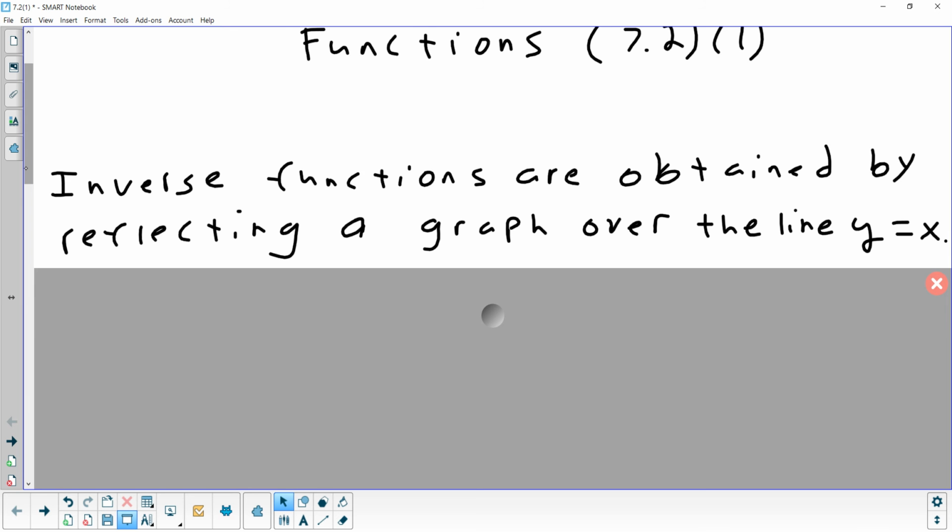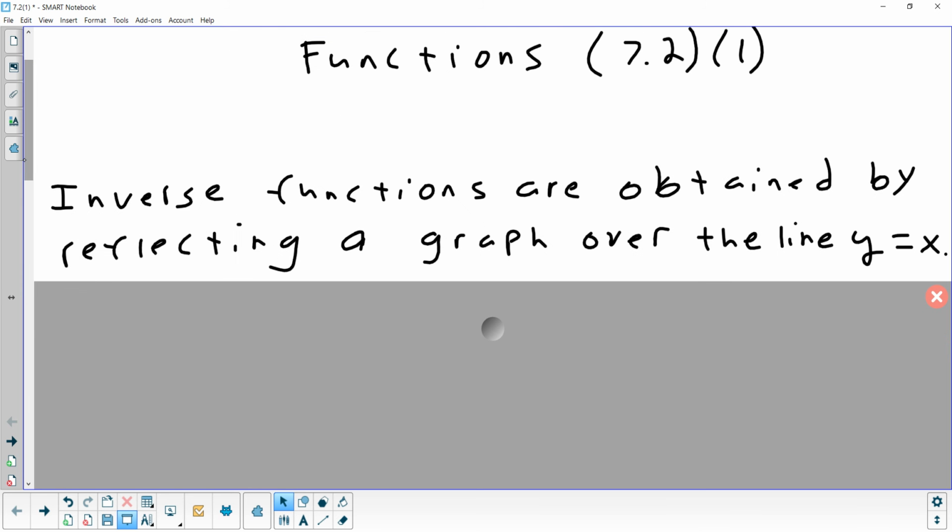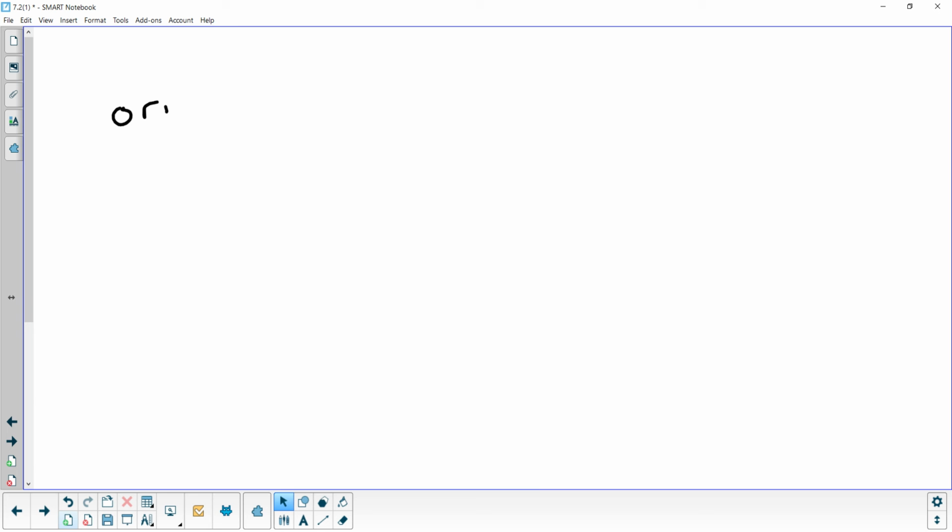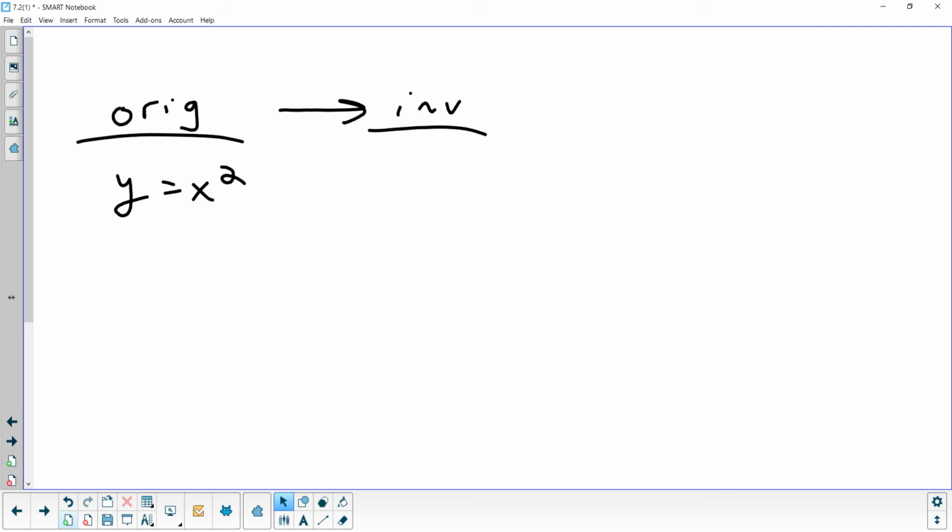And let me show you how you get an inverse function. It's very, very simple. Let's start with a function that we're familiar with. Parabola, y equals x squared. Basic parabola. To get the inverse, what you do is you take your function and you switch the x's and the y's. That's how you create the inverse.